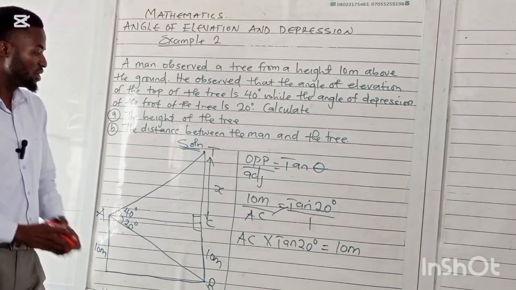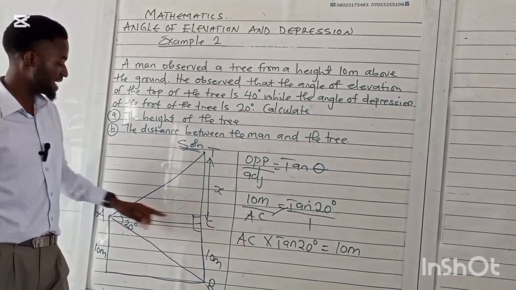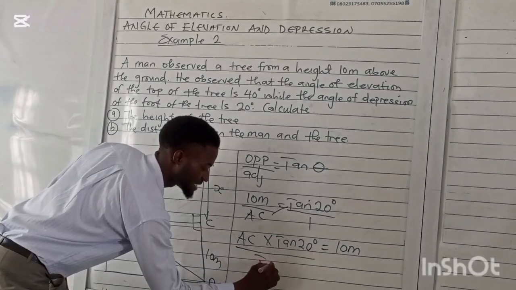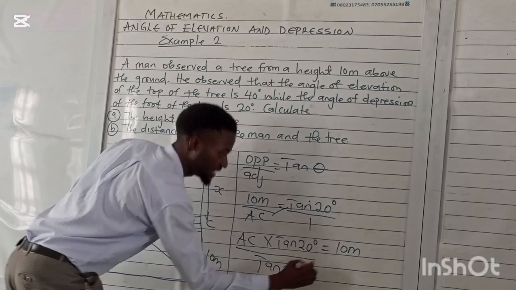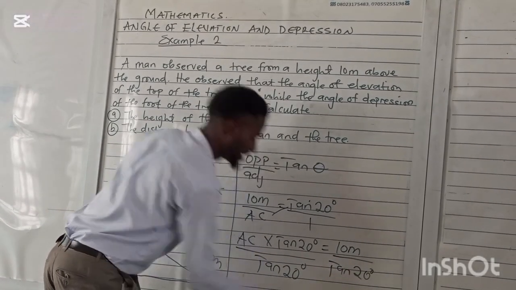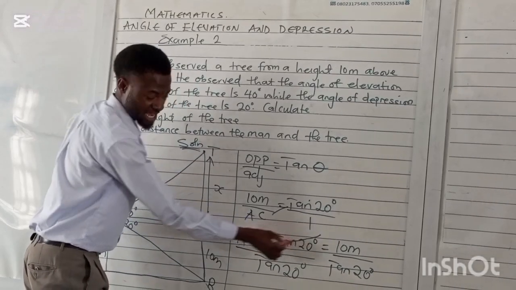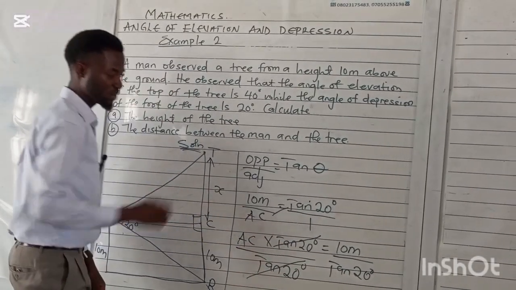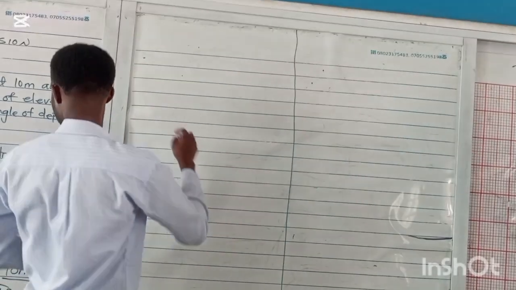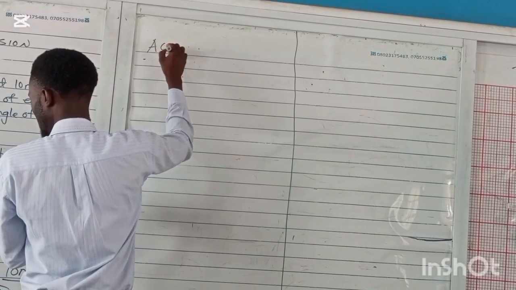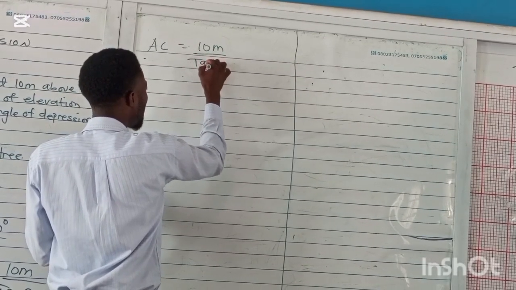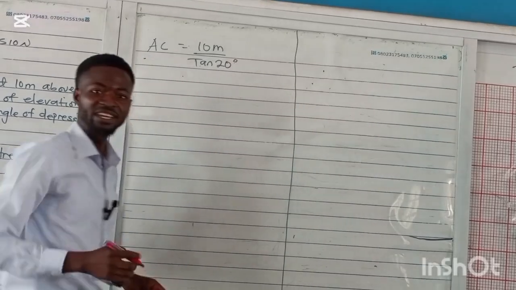And then from here, this is what we are finding, the adjacent, which is AC. So from here we can easily see, divide by tan 20 degree. This tan 20 goes with tan 20, and then we are left with AC is equal to 10 meter all over tan 20 degree.